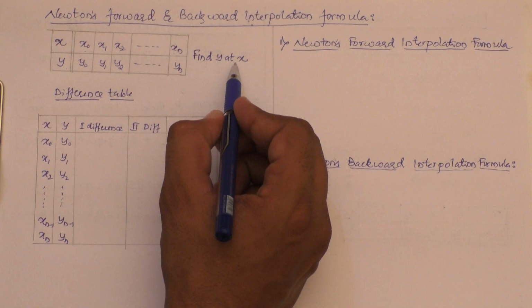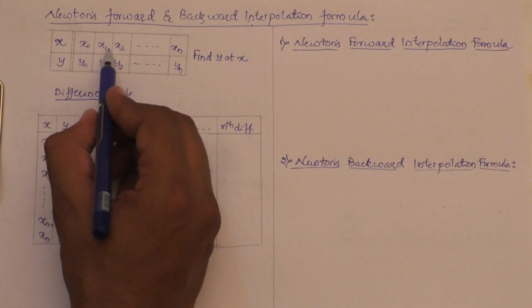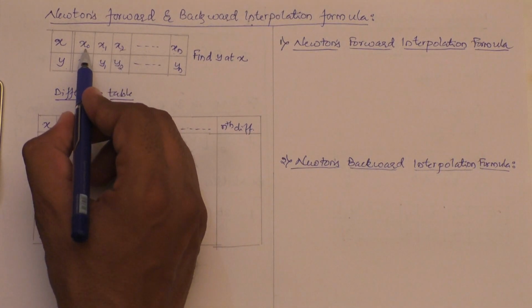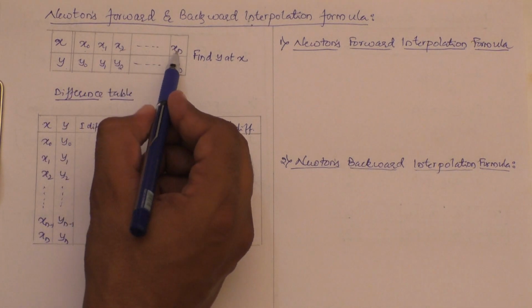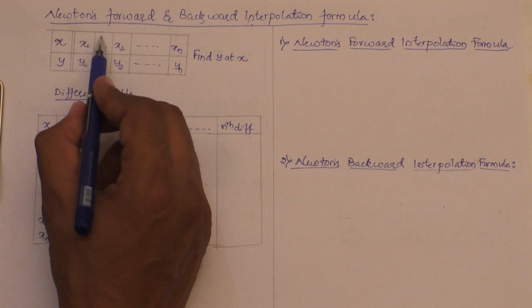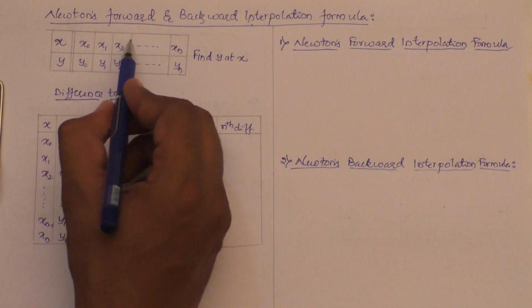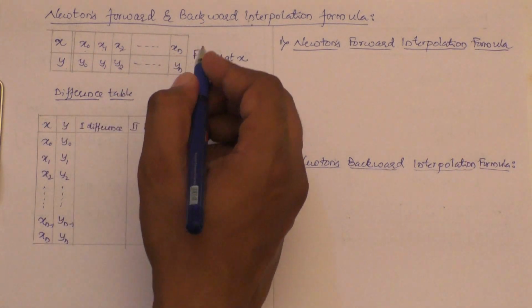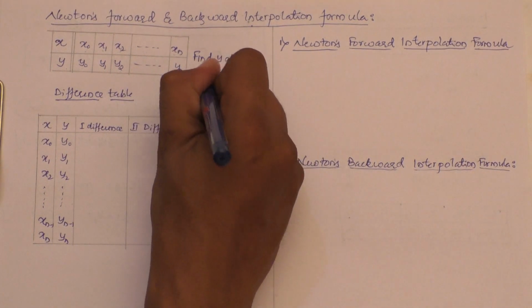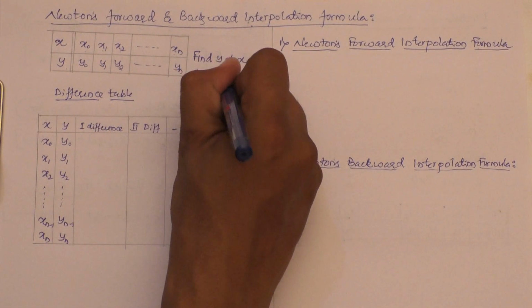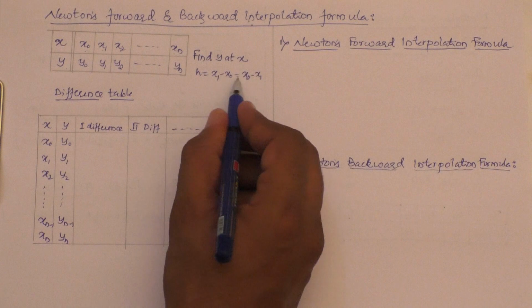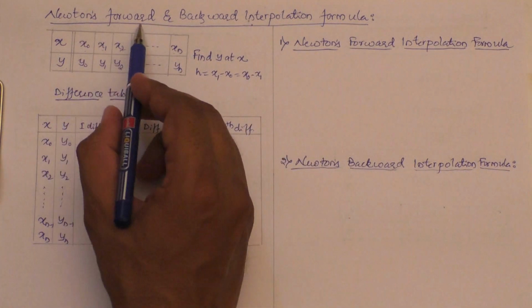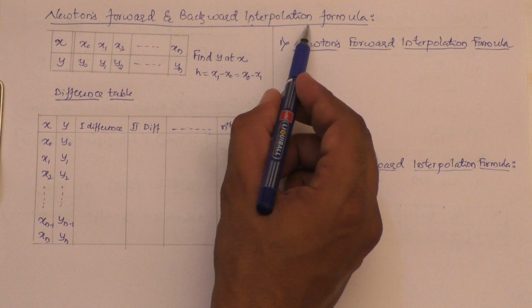Before going to forward and backward interpolation, just check whether the values are equidistant or not, in the sense x0, x1, x2, up to xn, like 10, 20, 30, 40, 50 and so on up to 100. The difference between two consecutive values will be the same throughout. That value is called h, meaning x1 minus x0 or x2 minus x1. Only in the equidistant case do we apply Newton's forward and backward interpolation formulas.